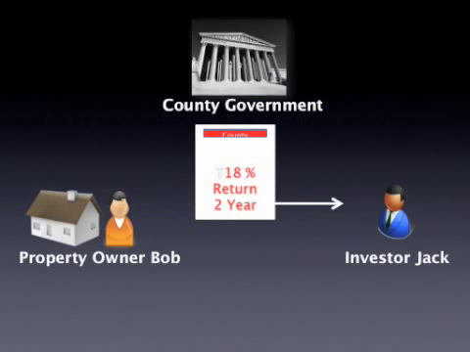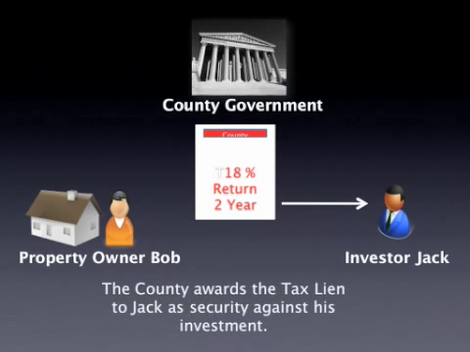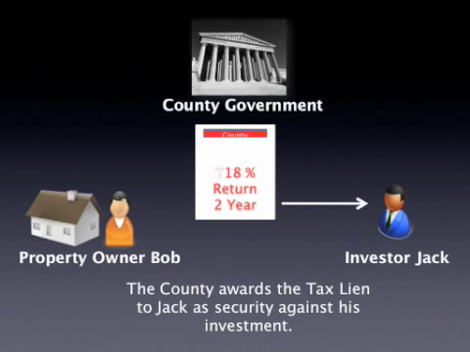So let's see how exactly this situation works. Investor Jack, in this example, shows up at a county sale and purchases a tax lien from the county. Now this particular county pays an 18% overall rate of return, and there's a 2-year redemption period.